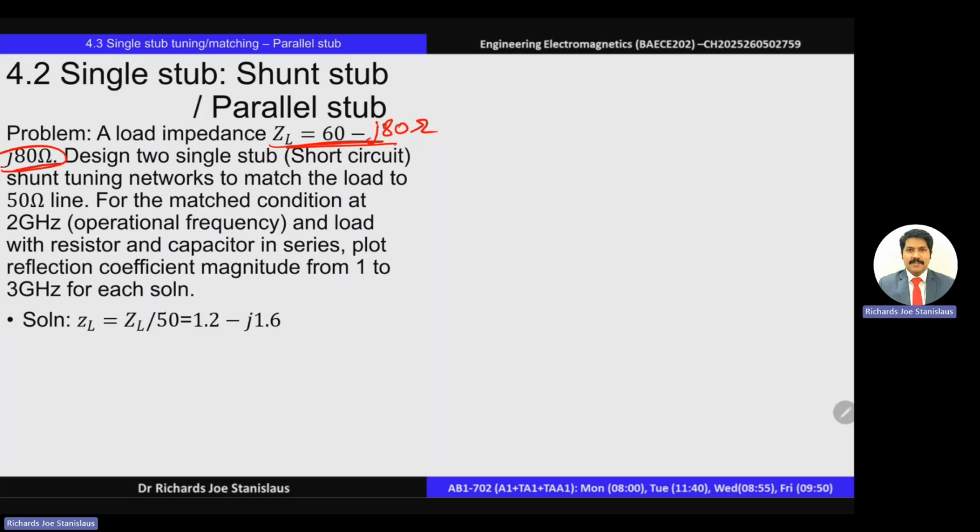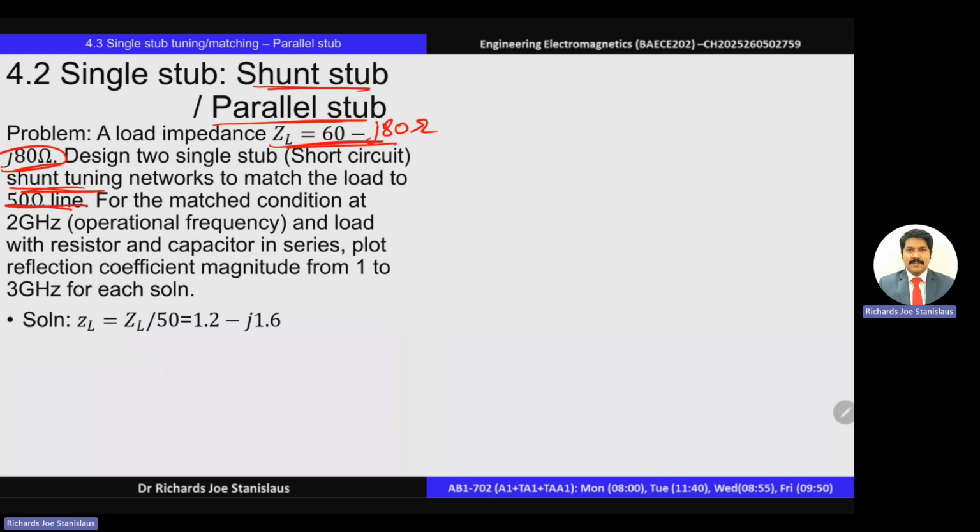The stub that we are going to work with right now is with respect to short circuit. Please note, in the previous video where we discussed the series stub, we had the open circuited stub. But right now, just for the difference, we'll start with the short circuit. Shunt stub or parallel stub are one and the same. Shunt tuning is the parallel tuning we are going to use: we attach a parallel stub and match to a 50 ohm line.